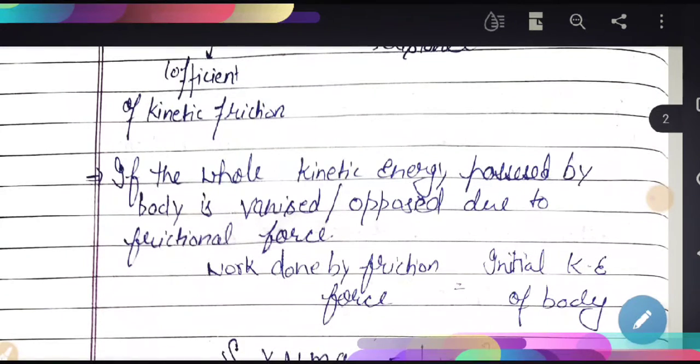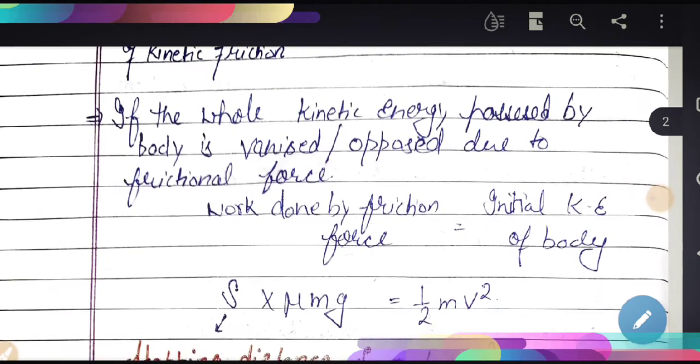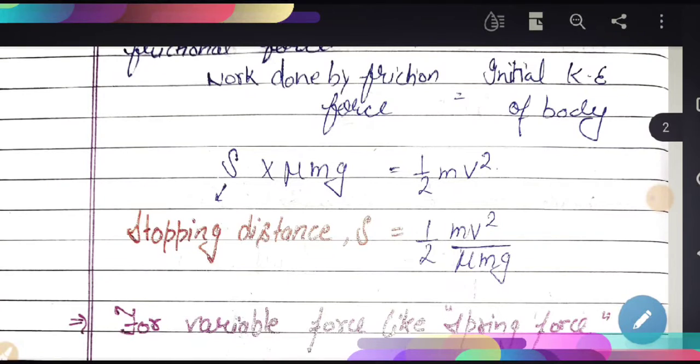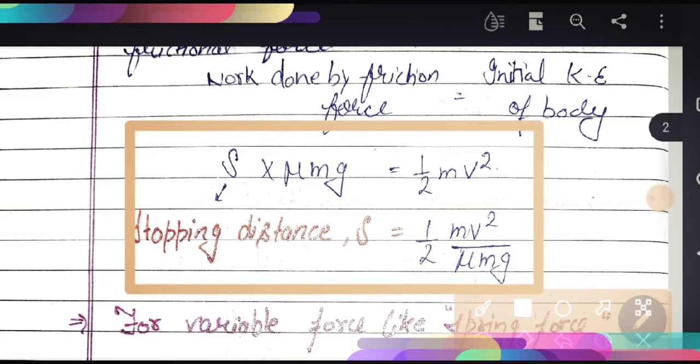If the whole kinetic energy possessed by the body is vanished or opposed due to the frictional force, we can say that the work done by the frictional force is equal to the initial kinetic energy of the body, and we can equate this in an equation. S into mu mg is equal to half mv square. So from here, we can find out the value of the stopping distance, which would be half mv square by mu mg.